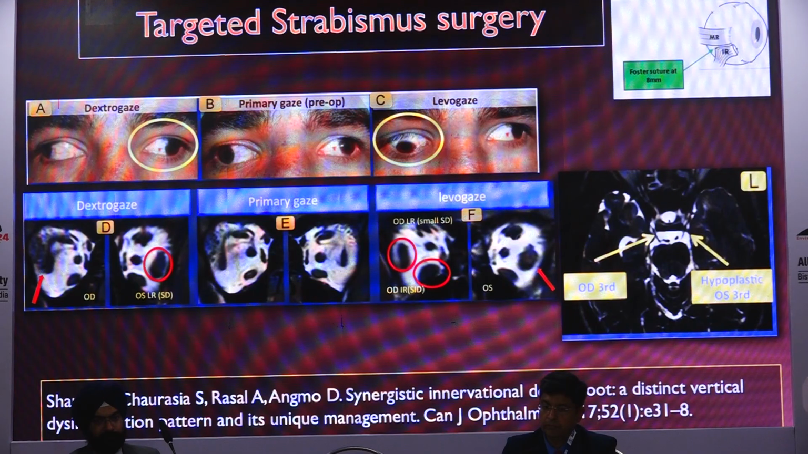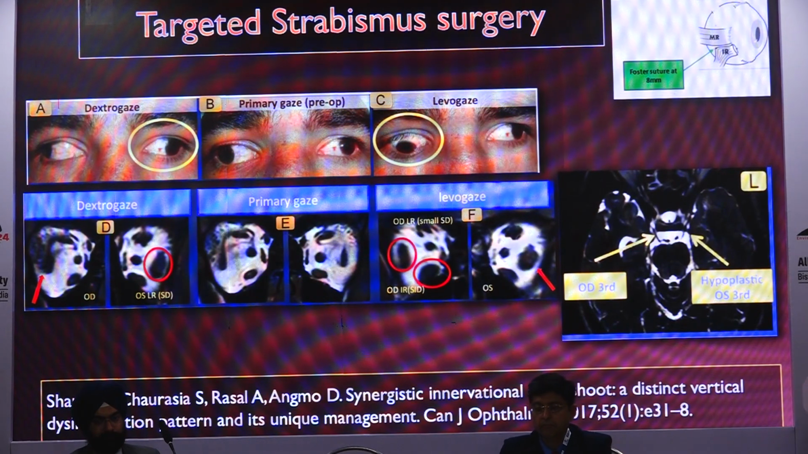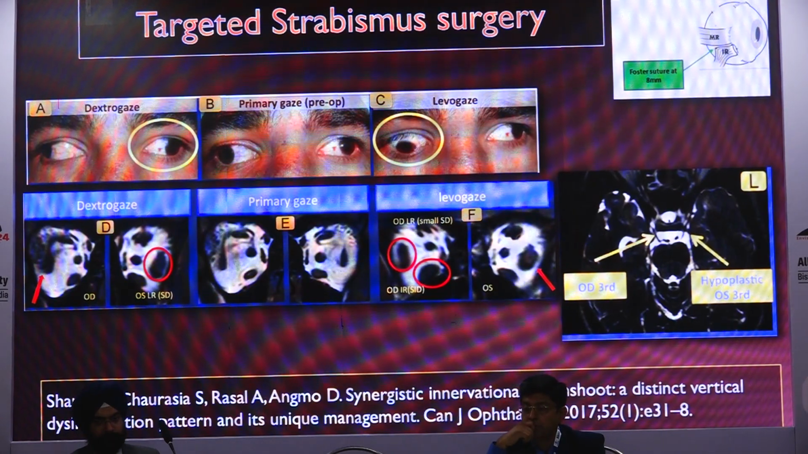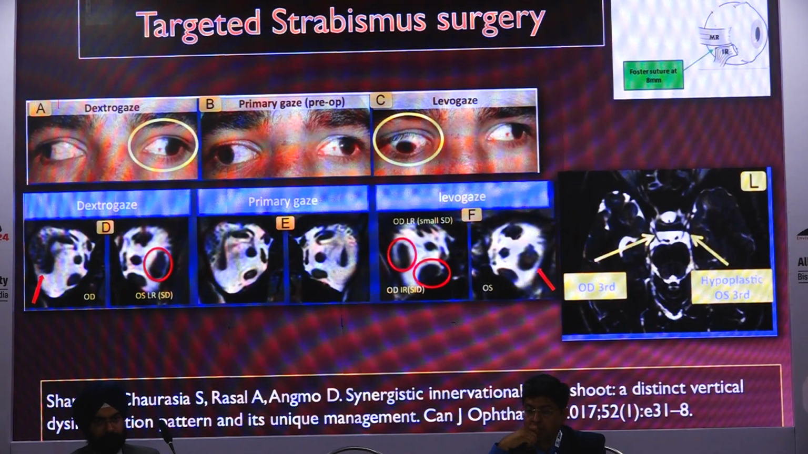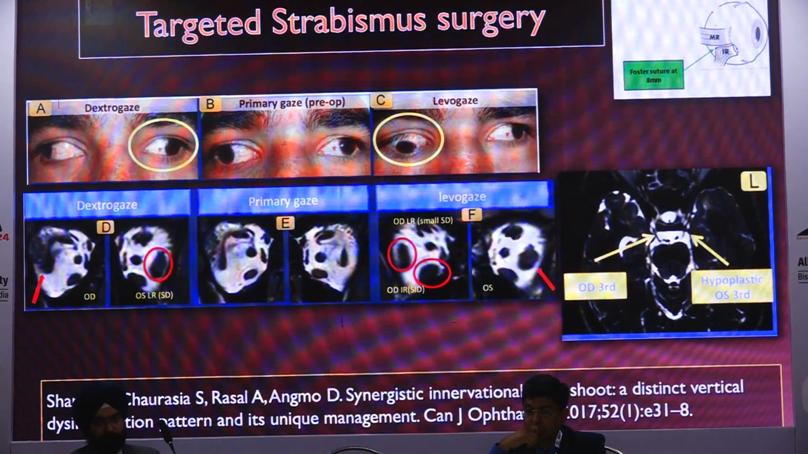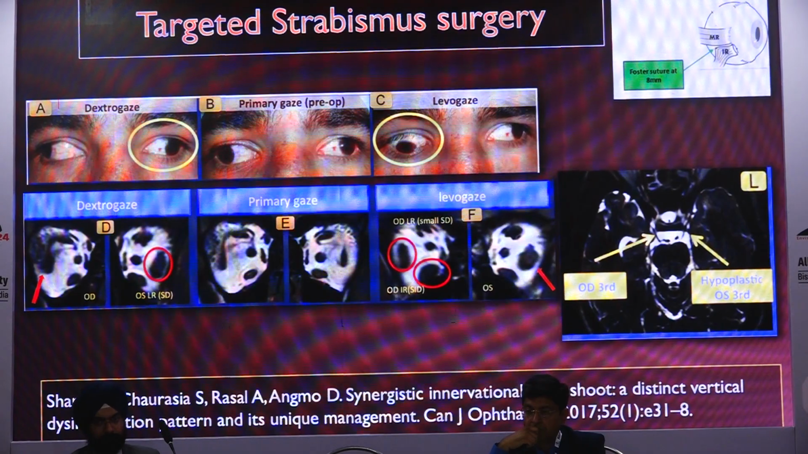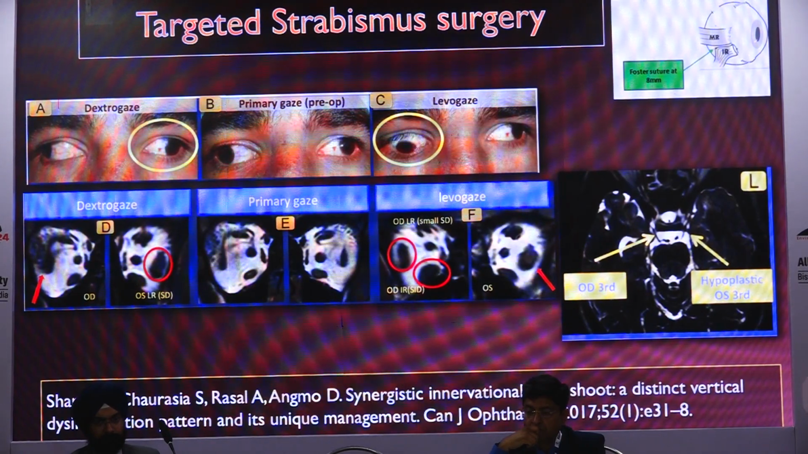Coming to the last section, targeted strabismus surgery. This is indicated for congenital cranial dysinnervation disorders, including those involving the oculomotor nerve, that is the synergistic innervational downshoot and the synergistic divergence. In this case we can see that synergistic divergence is seen in both eyes.